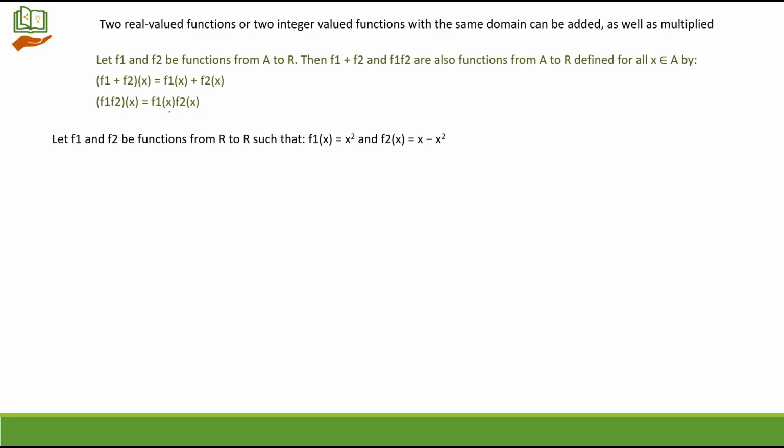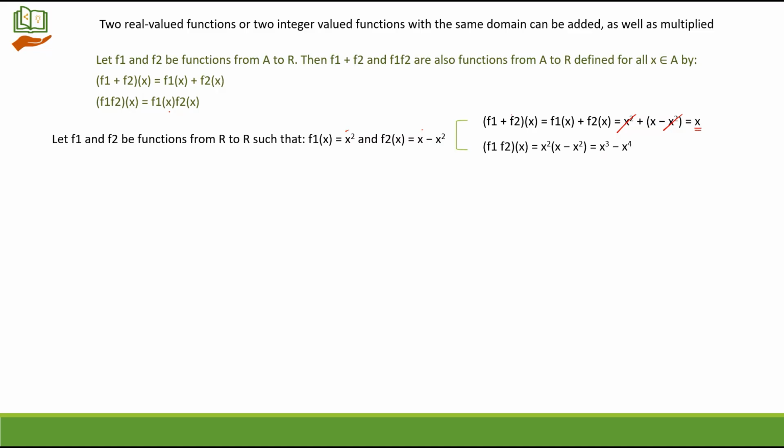Let f1 and f2 be functions from R to R such that f1 of x is equal to x square, f2 of x is equal to x minus x square. Now we will find (f1 plus f2) of x. What we have to do? We have to add both the functions. So it will be x square plus x minus x square. So x square and minus x square will get cancelled and you will have x as the answer for f1 plus f2.